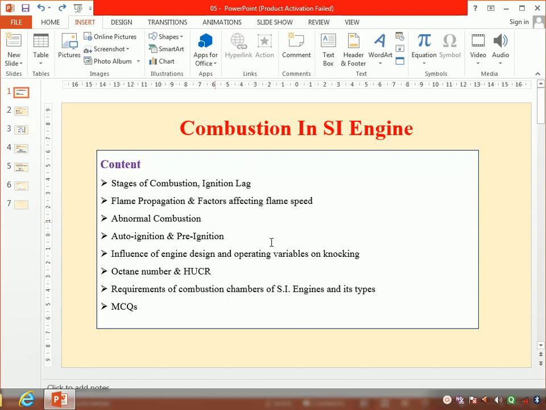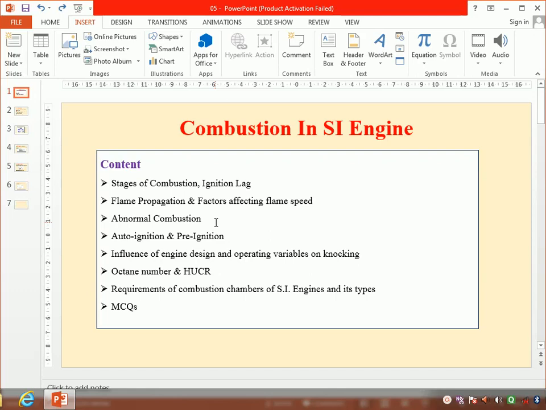From the examination point of view, various questions are frequently asked regarding this chapter: explain the various stages in SI engine, explain the P theta diagram in SI engine, which are the different factors which affect the flame speed, what is knocking, how knocking occurs in SI engine, what are auto ignition and pre-ignition, which are the different factors influencing knocking, what is fuel rating in SI engine, octane number and HUCR, different types of combustion chamber in SI engine, and the requirements of combustion chambers for SI engine. Likewise, the questions are asked.